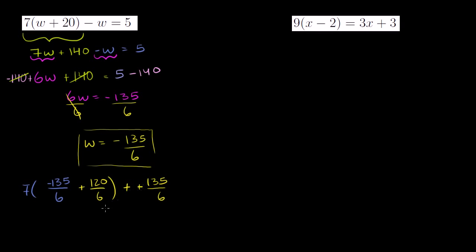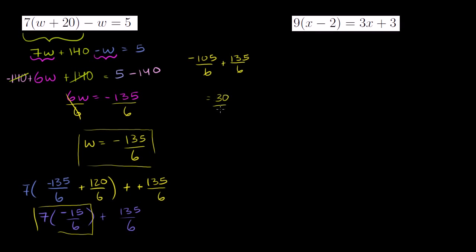Subtracting a negative becomes adding a positive, right? So let's see what happens. This becomes 7 times negative 135 plus 120, which is negative 15 over 6, plus 135 over 6. Let's see what we get here. So then we get 7 times 15. What is 7 times 15? It's 70 plus 35. So it's negative 105. Negative 105 over 6, plus 135 over 6. What does that become? This becomes 30 over 6, which is equal to 5, which is exactly what it needed to equal. So we got the right answer. My spidey sense was wrong. We did it correctly, even though we got this strange-looking answer.